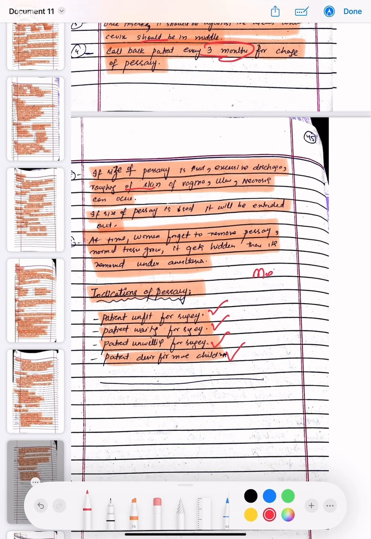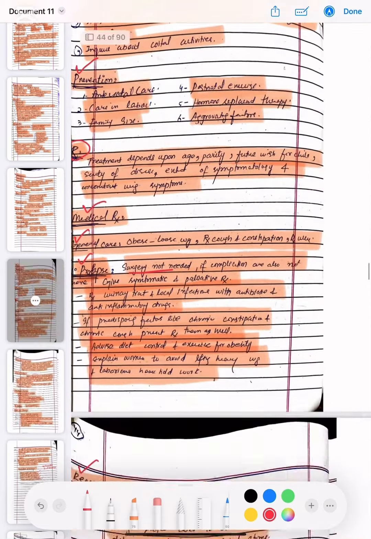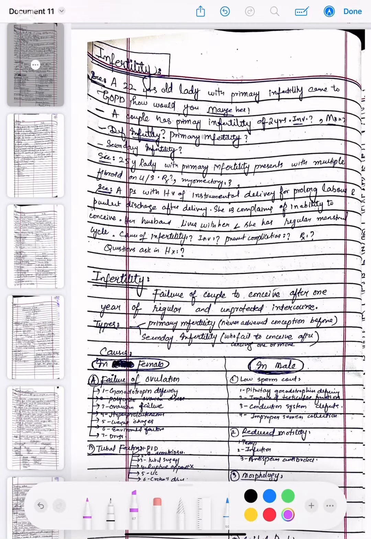So we have discussed here the merits and the demerits of the pessary. So this was the topic, UV prolapse. Now we will discuss the topic of infertility. Okay, now the second topic is infertility.